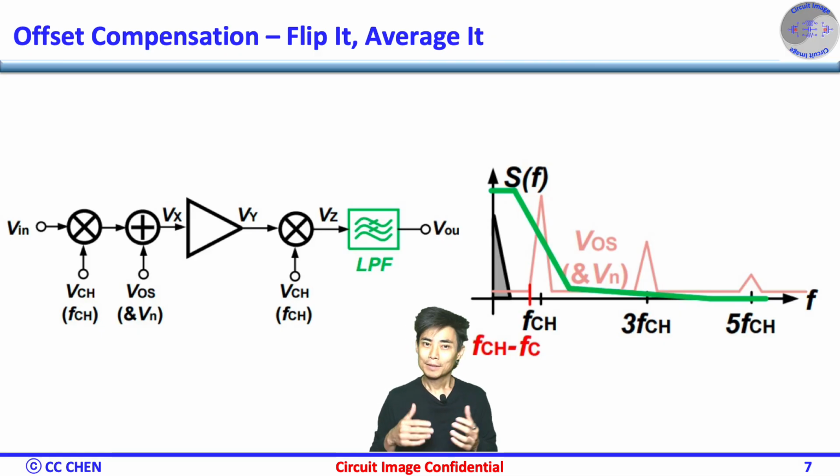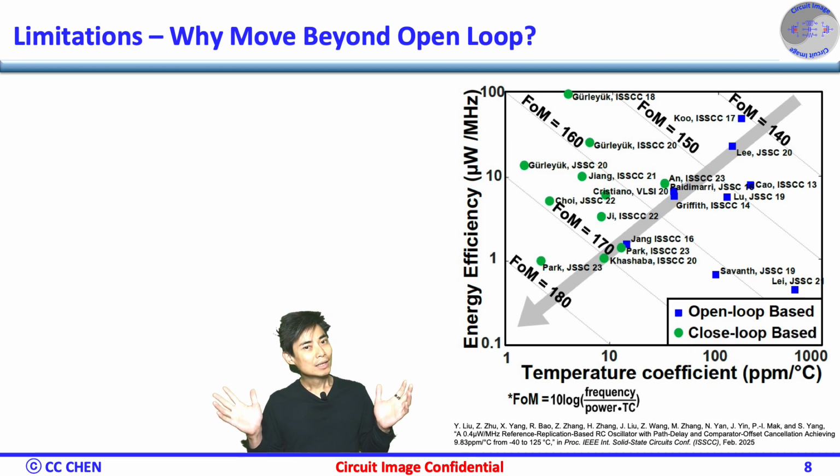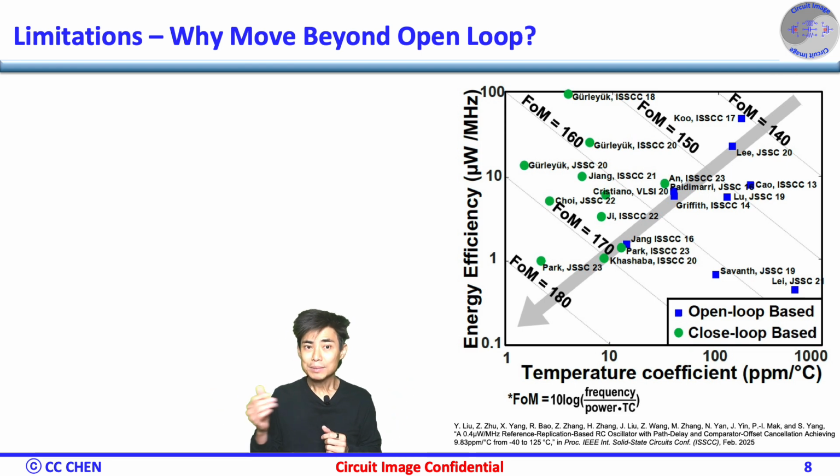Then, can we move to an open loop topology? Right. Despite all this, open loop design still cannot go below 1000 to 5000 ppm reliably. Why? Because they are still limited by physical delay and offset, factors that are difficult to model accurately and calibrate in production. That's why we turn to feedback.